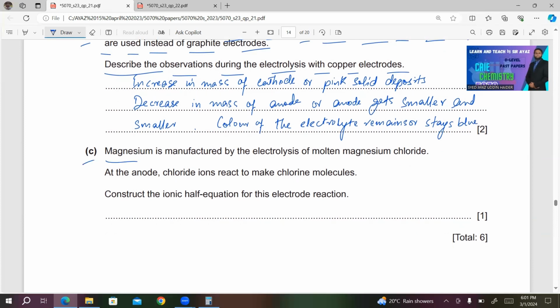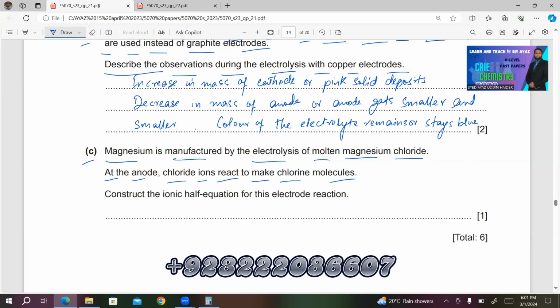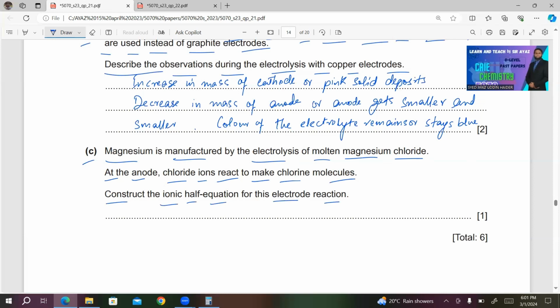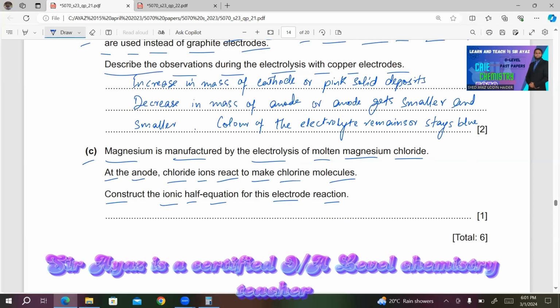Part C. Magnesium is manufactured by the electrolysis of molten magnesium chloride. At the anode, chloride ions react to make chlorine molecules. Construct the ionic half equation for this electrode reaction. So this one is very easy. You simply have to show the oxidation reaction at anode.